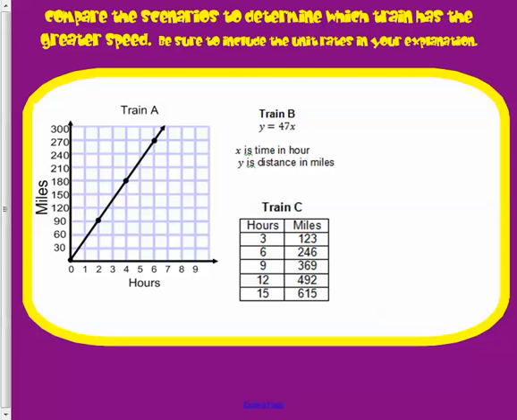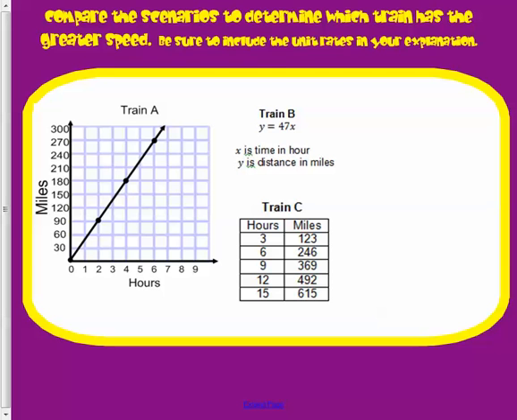Compare the scenarios to determine which train has the greater speed. Be sure to include unit rates in your explanation. Okay, so go ahead and take a look at these. Which train is the greatest? Which train is your least? Let's order them and make sure we have our unit rates in our explanation. I want full, complete sentence answers.